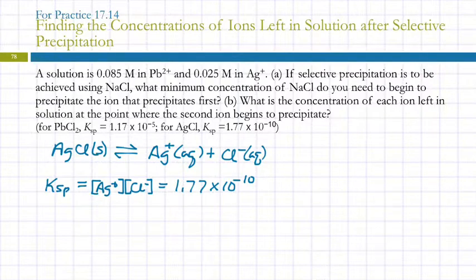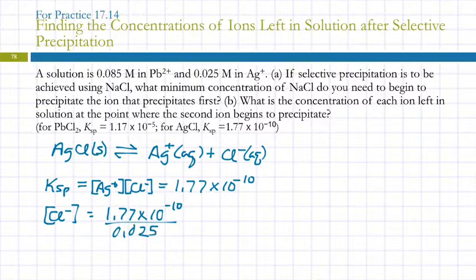So we'll calculate the chloride ion concentration at equilibrium, and we know that as soon as we get past that, the silver will begin to precipitate. So the chloride ion concentration will just be equal to KSP divided by the silver ion concentration, which was given, 0.025.